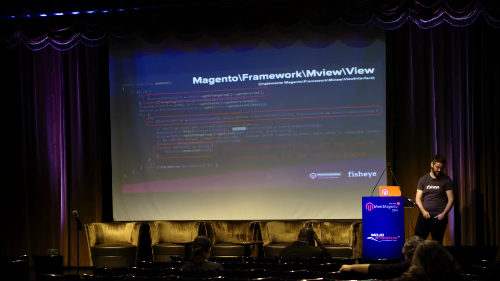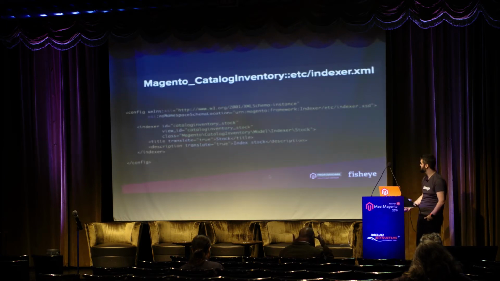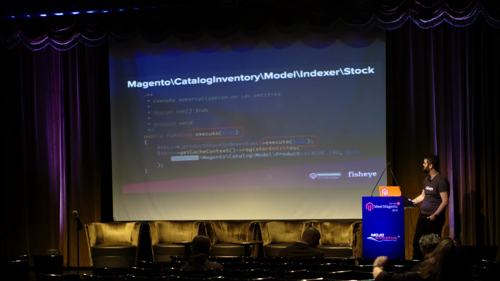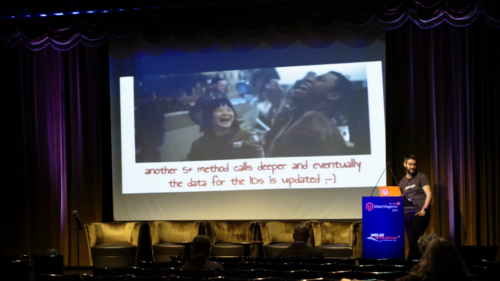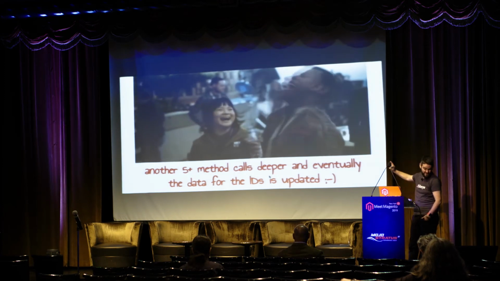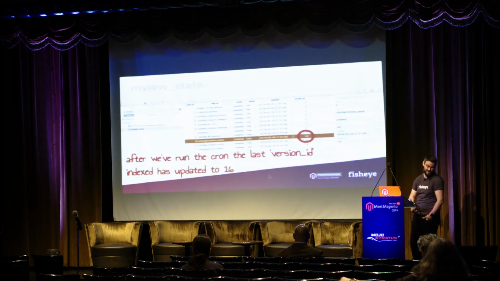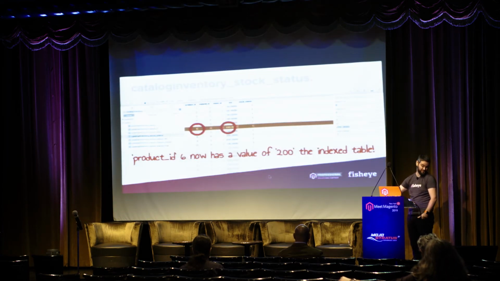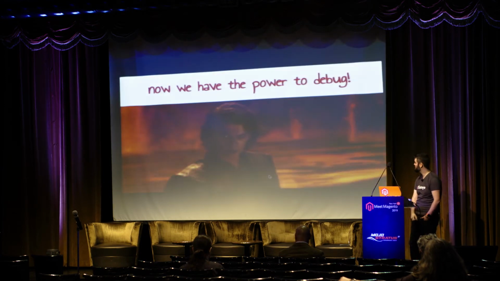The action is basically defined by the indexer. So in this case, for our catalog inventory, this class is the action, so it's going to have the execute method run on it. And in Magento, it takes another 5+ methods of abstraction to actually get it all run. But eventually, we got to where we got to. So with that in mind, we could go back to our debugging issue.